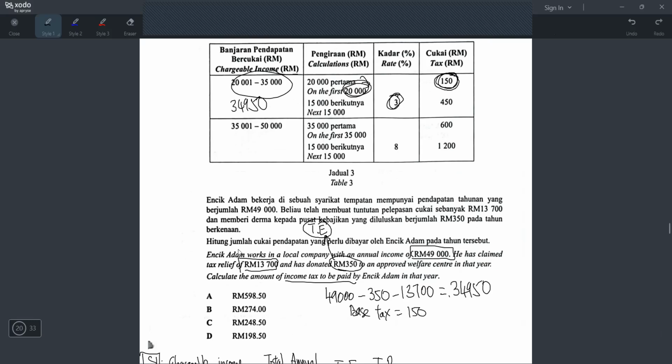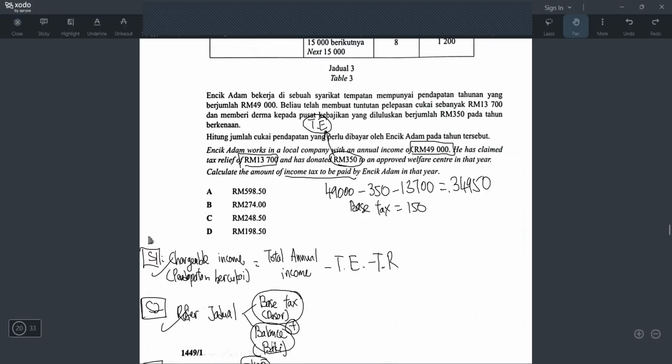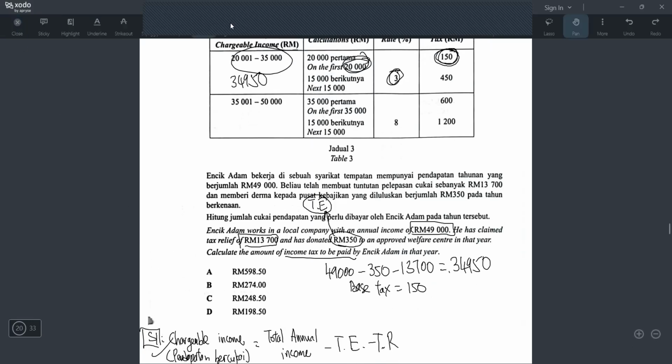Alright. Tapi you kena tambah dengan base tax, you kena tambah dengan cukai baki, which is the balance. So what is the balance for the tax? The balance. The balance will be, okay, look carefully. 150 is the amount you must pay for the first 20,000. It means for the first 20,000 ringgit, you will pay 150. Tapi you punya pendapatan bukan 20,000. It's 34950. It means you have to take 34950 minus with 20,000 to get the balance, and then times with the rate, which is 3%, 3 over 100.